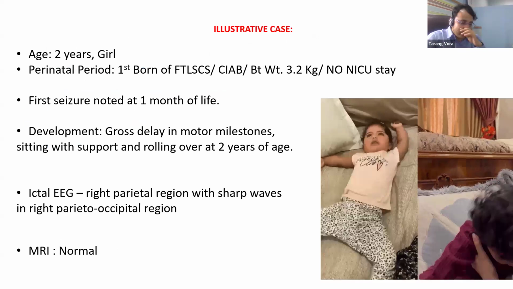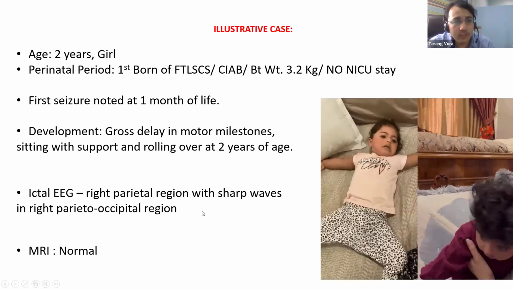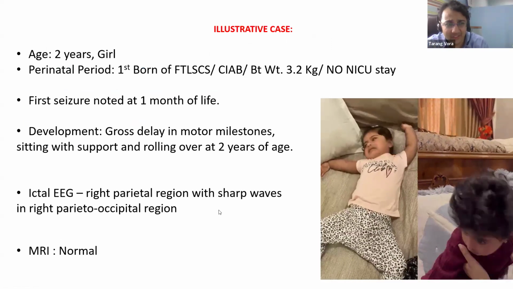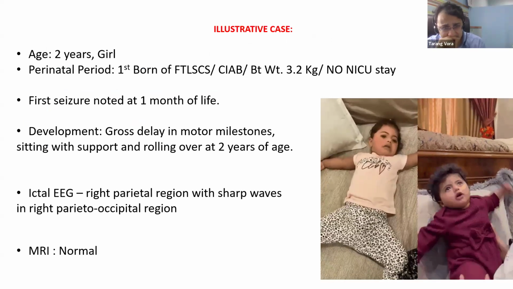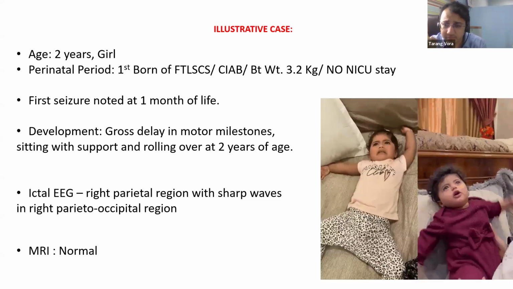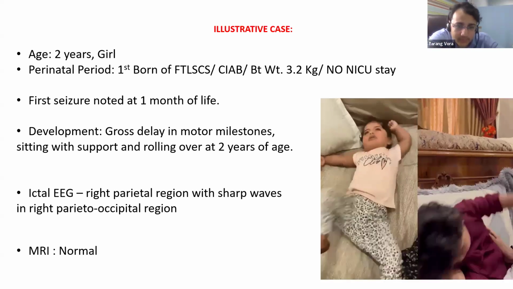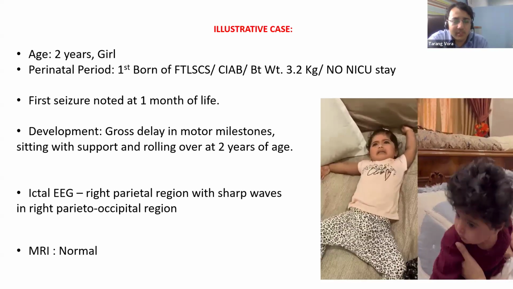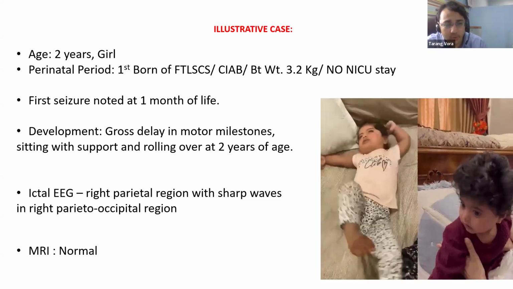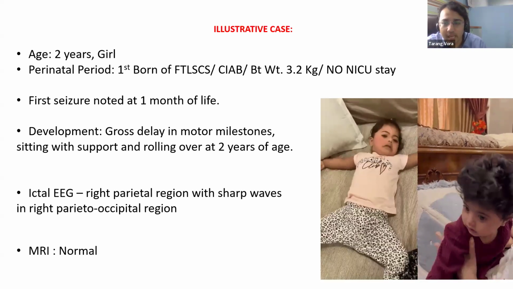In the last part of my talk, I'll show you an illustrative case of what we are doing. This is a 2-year-old girl, first born, no significant perinatal events, first seizure noted at 1 month of life. There was a gross delay in motor milestones. At 2 years, she can only sit tripod, sometimes can roll over, and cannot sit without support yet. She always requires support. She has multiple seizures, hundreds every day.